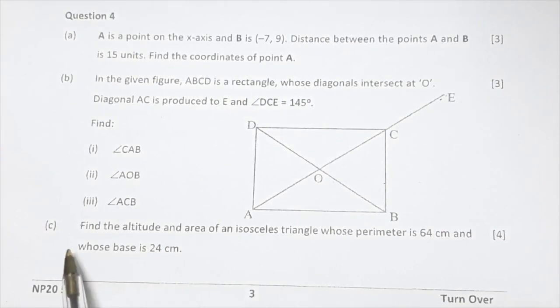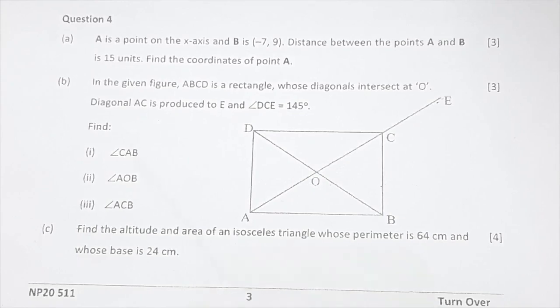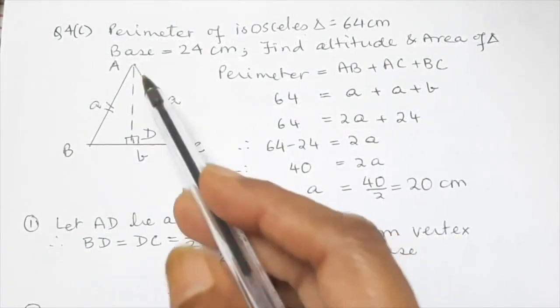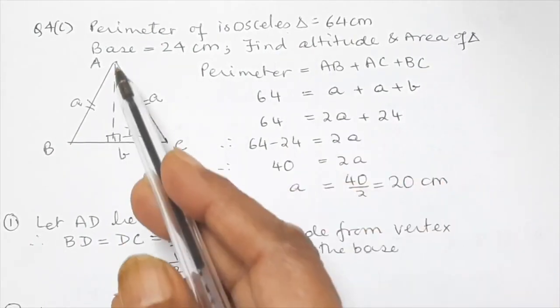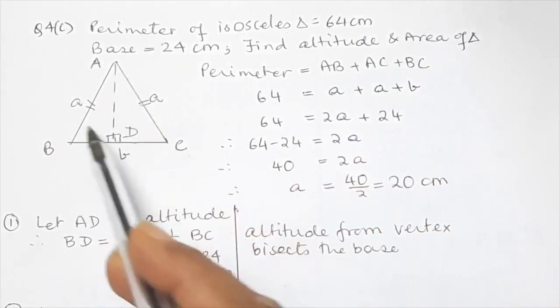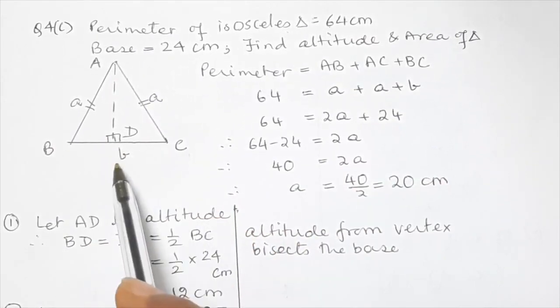Question 4C. Find the altitude and area of an isosceles triangle whose perimeter is 64 centimeter and whose base is 24 centimeter. When we start solving something like this, remember tip number 1 is always to draw the diagram. So let's just do that. A diagram looks like this, triangle ABC, and it's an isosceles triangle. So we will show AB equal to AC, and we will call that as small a and small a. And the base we will call as B.